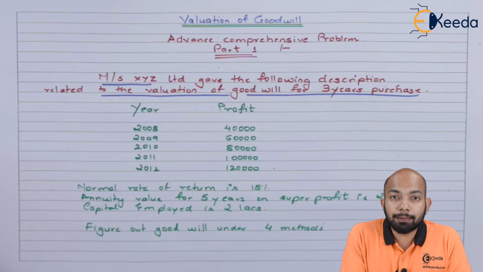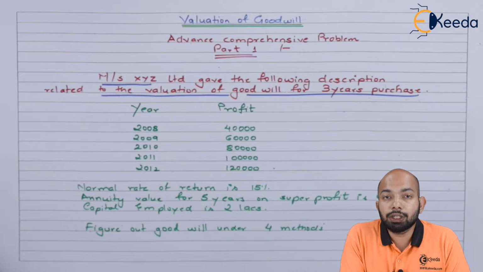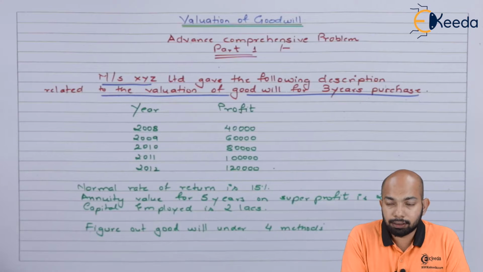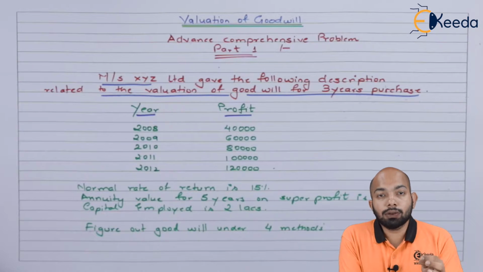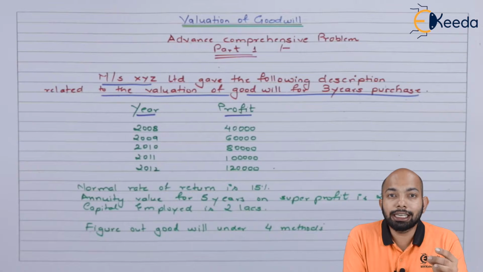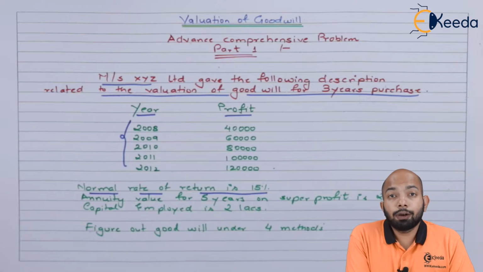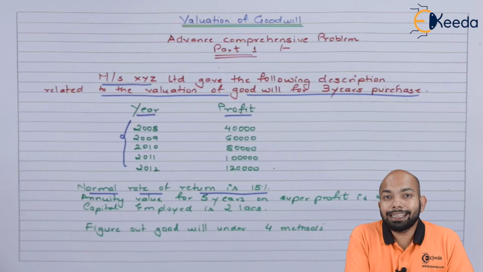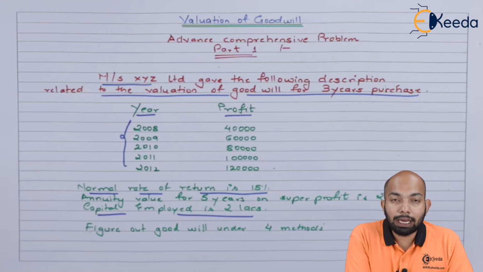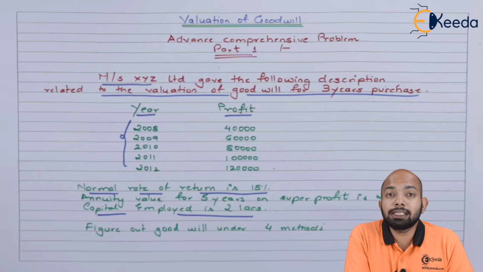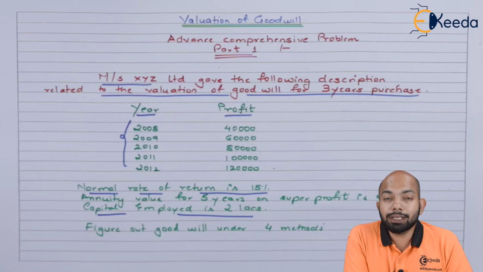XYZ Limited gave the description about the following details of goodwill calculation for the next 3 years purchase. Year-wise segregation for 5 years, that means 2008, 2009, 2010, 2011 and 2012 has been provided here, with the profits adjoining to each and every year. Normal rate of return is considered as 15%. Annuity value for 5 years is considered for a specific amount that has been mentioned here. That's 2.8930. Capital employed is rupees 2 lakhs. Annuity value has been also considered on the basis of the super profit that is being calculated. So that is the normal rate of return that will be used everywhere.